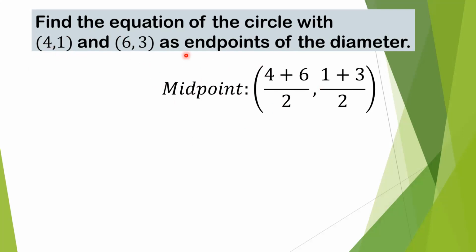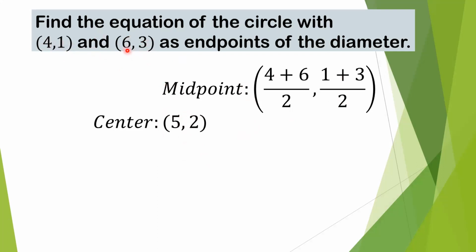So for the x coordinate, that will be 4 plus 6, divide by 2. For the y coordinate, that will be 1 plus 3, divide by 2. So what we have is a 5 and a 2 there. 5, 2 will be our center. Now to get the radius of our circle, one way is to get the diameter's length, kung gaano kahaba yung diameter natin, i-divide natin by 2 to get the radius. Or another thing is, get the distance from the center to any of these points.